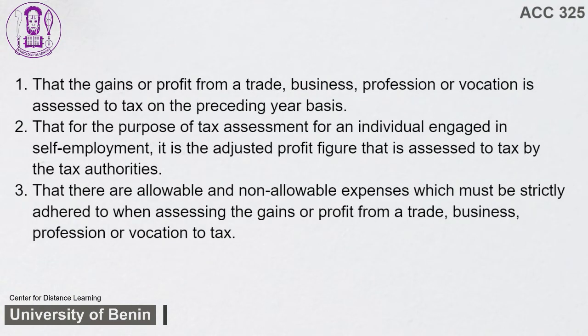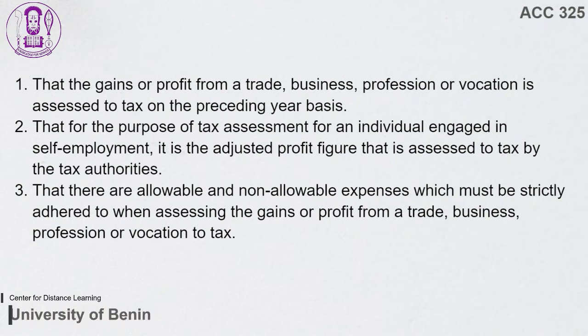1. That the gains or profit from a trade, business, profession, or vocation is assessed to tax on the preceding year basis. 2. That for the purpose of tax assessment for an individual engaged in self-employment, it is the adjusted profit figure that is assessed to tax by the tax authorities. 3. That there are allowable and non-allowable expenses that must be strictly adhered to when assessing the gains or profit from a trade, business, profession, or vocation to tax.